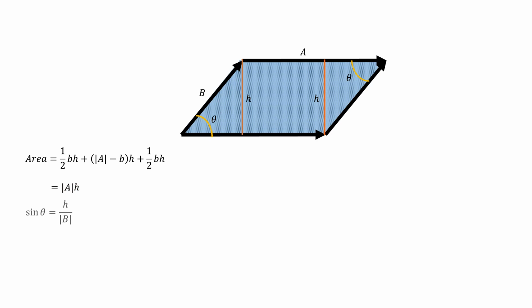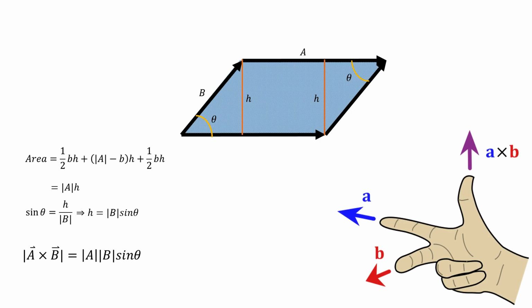The height of a parallelogram can be written as one of the vectors multiplied by the sine of the angle between the two, so the magnitude of the cross product is simply the magnitudes of the two vectors multiplied together and by the sine of the angle between them. To determine the direction of the cross product, use the right-hand rule.